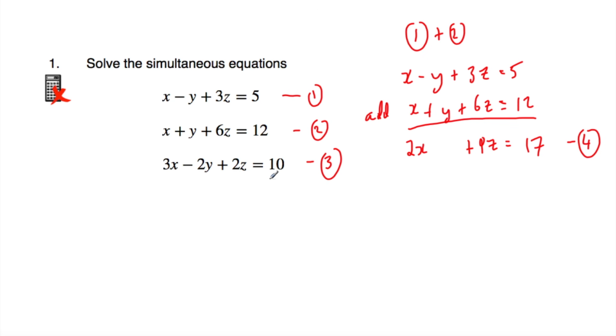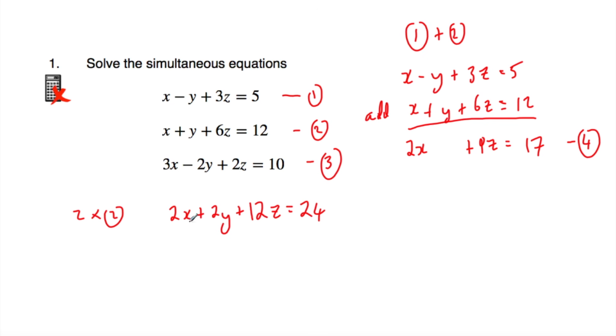Let's find another equation without y. Now we've used equation 1 and equation 2, so we want to use equation 3 this time. Equation 3 has got minus 2y. So if we have a look at equation 2, if we double that, we'll get 2y. And minus 2y plus 2y is equal to 0, so that'll cancel out the y's. So I'm going to do 2 times equation 2, and 2 times equation 2 is equal to 2x plus 2y plus 12z equals 24, just doubling everything in that equation.